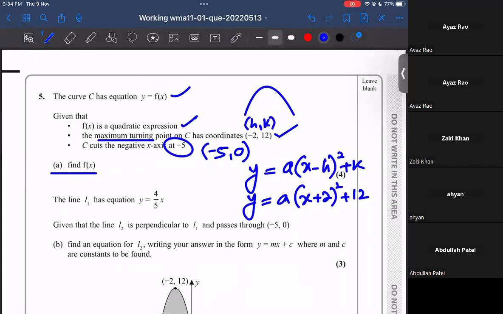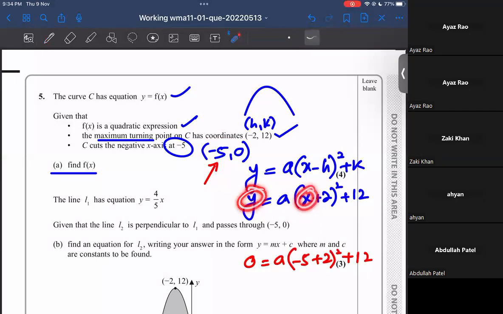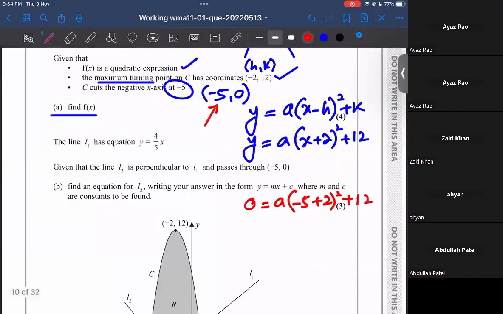Now the value of a, we cannot judge directly. We know one of the points of the curve. So what we are going to do, we are going to put the value of y as 0 and the value of x as minus 5, since this point lies on the curve. Whenever I put x as minus 5 and y as 0, next thing I'm going to put minus 5 plus 2, minus 3 squared is 9, plus 12. So the value of a is going to be minus 12, 9a.